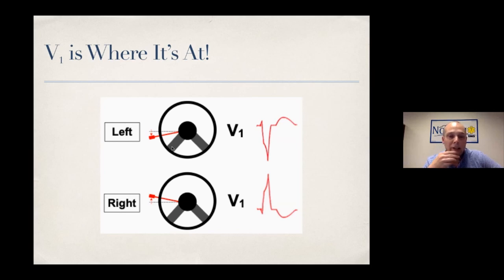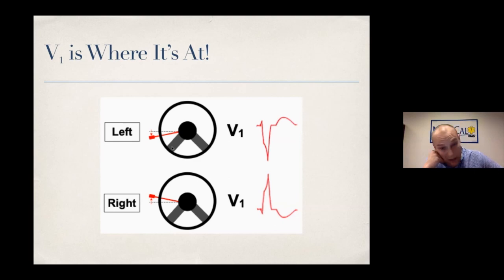bundle branch block is typically by looking at lead V1. Now, if you think about V1, V1 sits right on the sternum. So the bundle of His runs right next to V1. So that's what it's looking at, is conduction straight through the bundle there. So any disturbance or any blockage in there is going to be picked up by that lead.